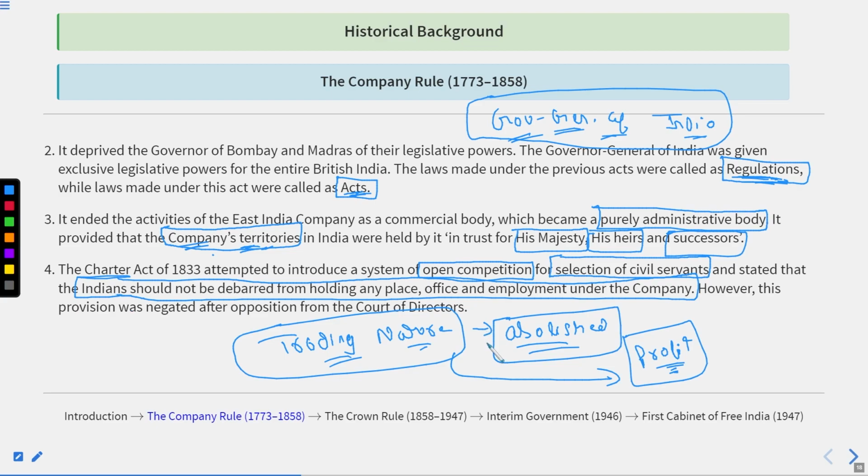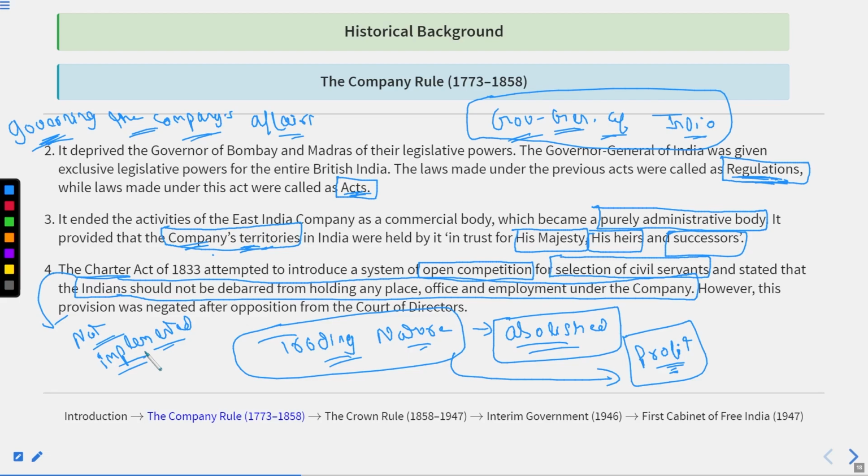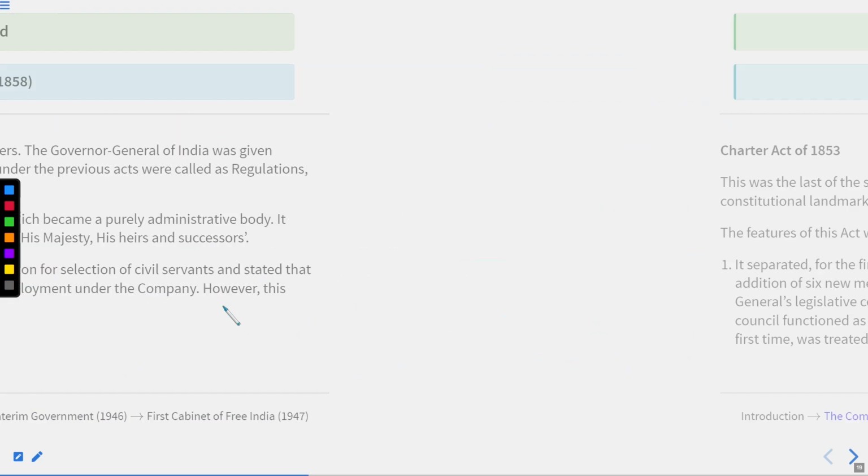The court of directors, which had the power of governing the company's affairs, were not in favor of letting Indians into the places, offices, and employments under the company. So after the opposition, and after the revolt of the court of directors, finally this provision was not implemented, but all the rest were implemented. All right. So remember these things.